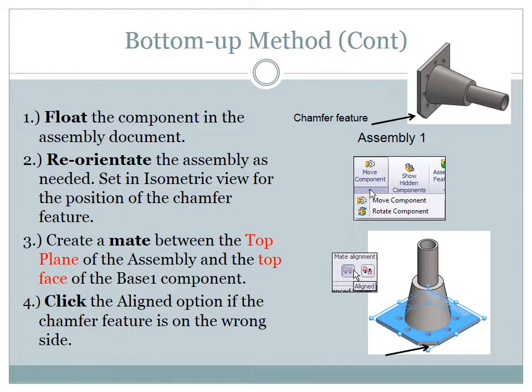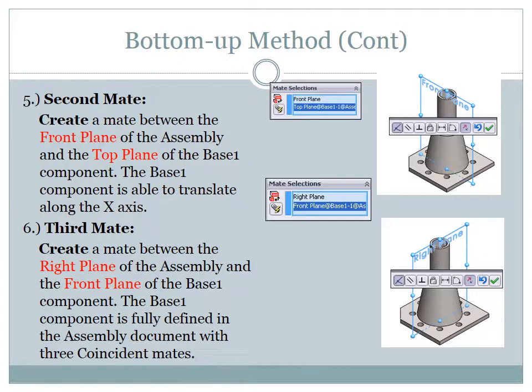The solution is to float the part and reorient it by creating a set of mates that orient the part correctly. The first mate is between the top plane of the assembly and the top face of the base 1 component. The second mate is between the front plane of the assembly and the top plane of the base 1 component. It is able to translate along the x-axis. The third mate is between the right plane of the assembly and the front plane of the base 1 component. The base 1 component is fully defined in the assembly document with 3 coincident mates.